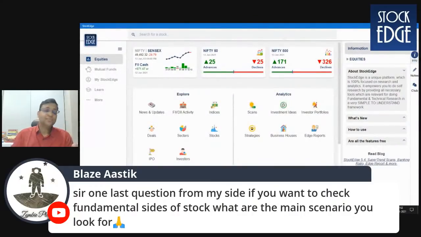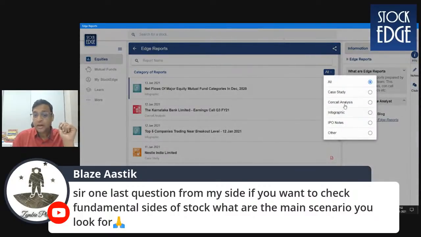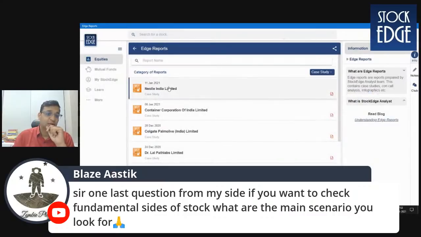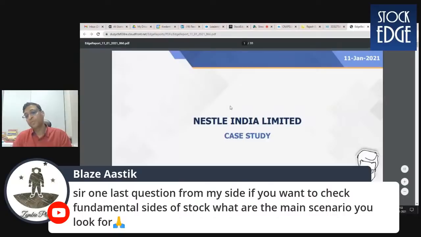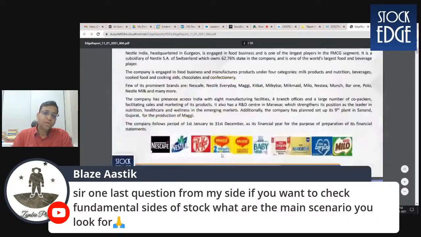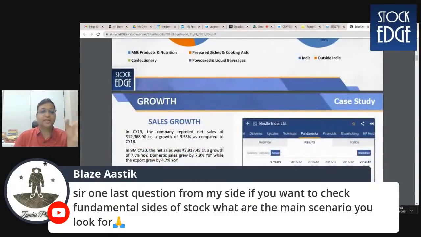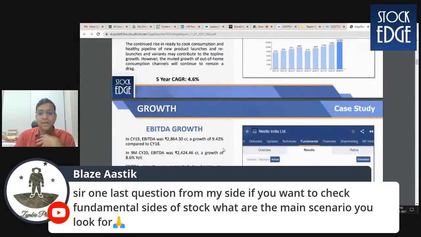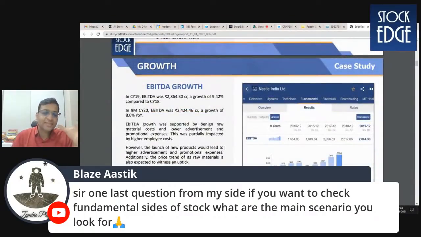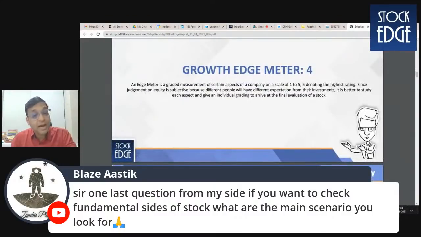To analyze the fundamentals of a company, we have something called an Edge report. You guys should see it. Go to case studies, go to any company, say Nestle, and download this report which we are making for each company. This report is perfect for all of you to understand the fundamentals of a company. This is a report on a few companies which my team is making. But I sincerely suggest all of you should create your own report based on the format which we have given.